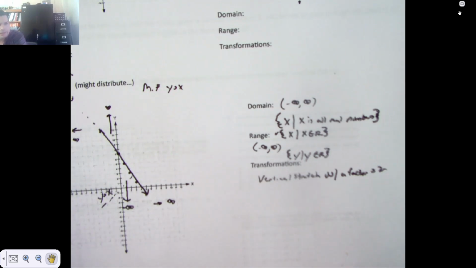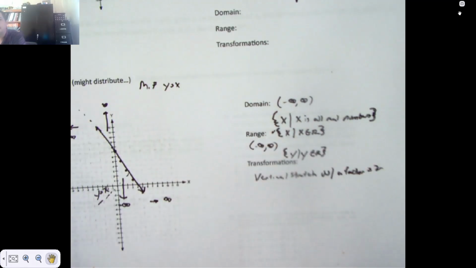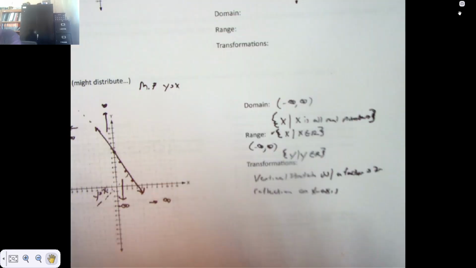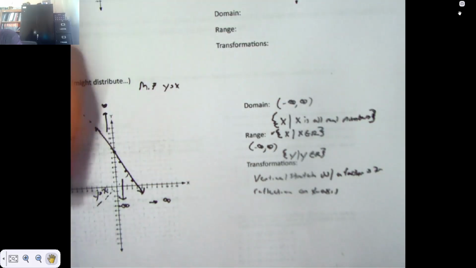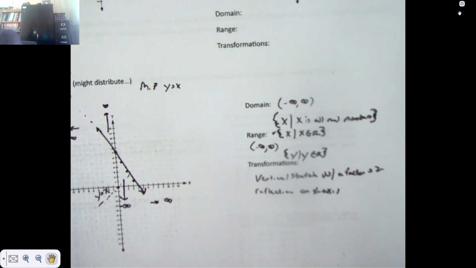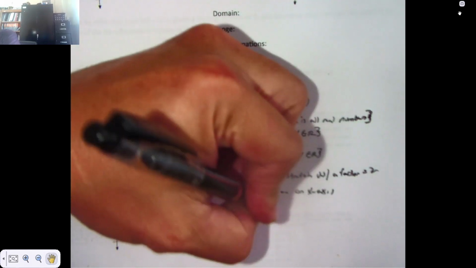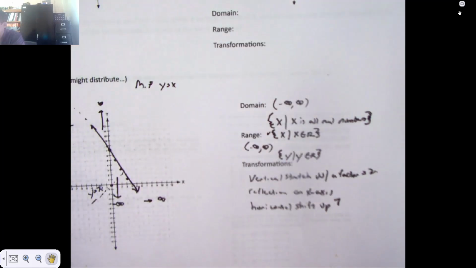Now the slope is also negative. And if we took this line right here and we flipped it, then its slope would be negative. So what else happened was we had a reflection on the x-axis. And there's one more. Mom crosses the y-axis at 0. We had a vertical shift of up 7. So that's 3. On the front page, it's probably the hard one.